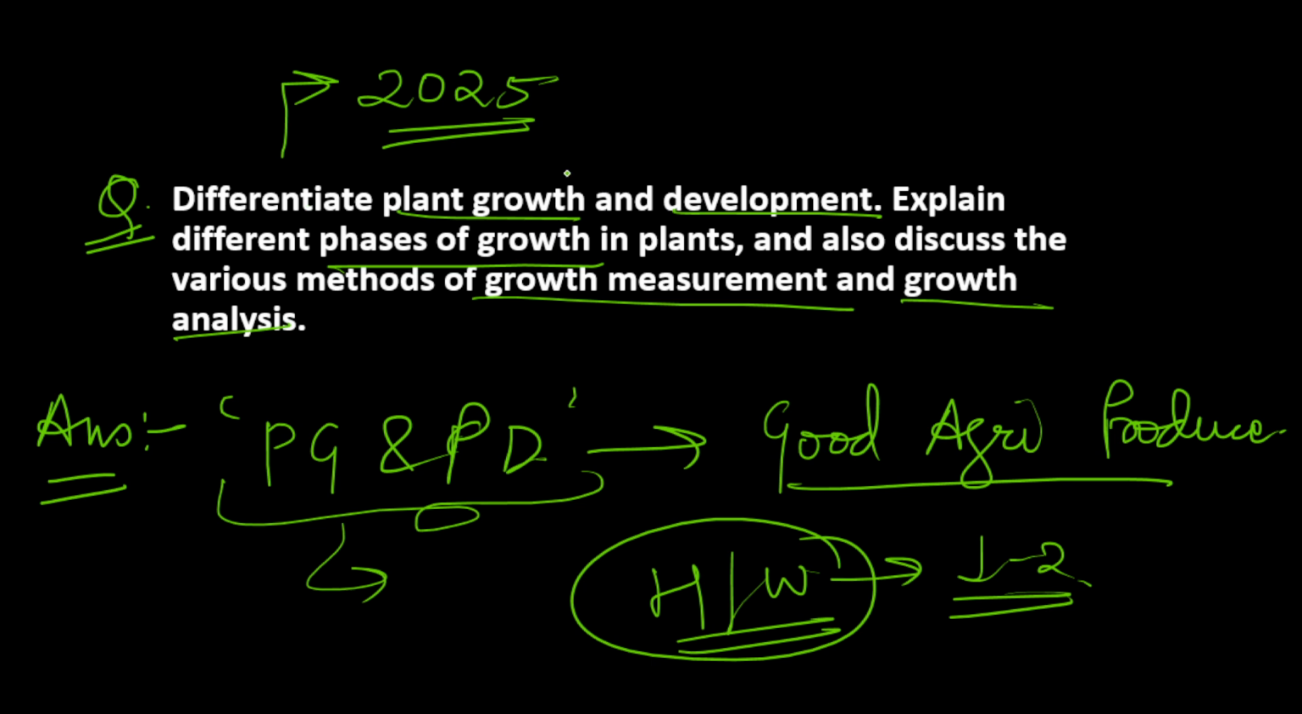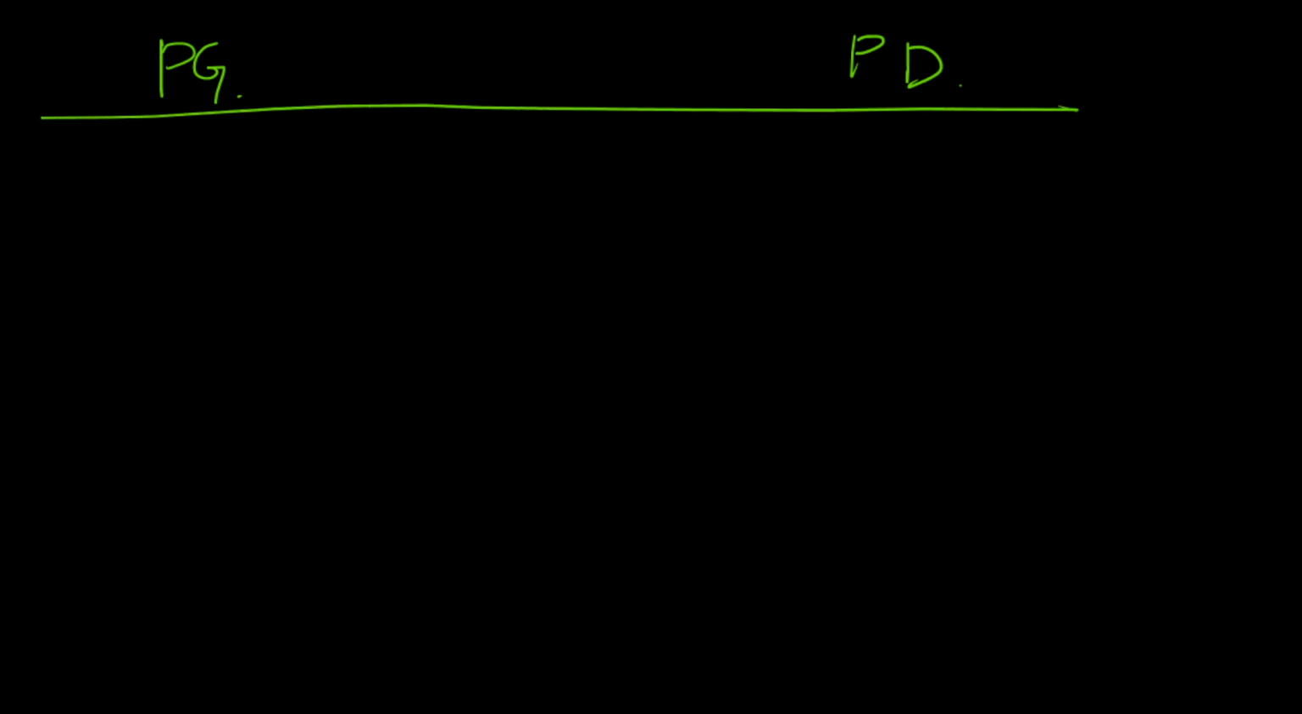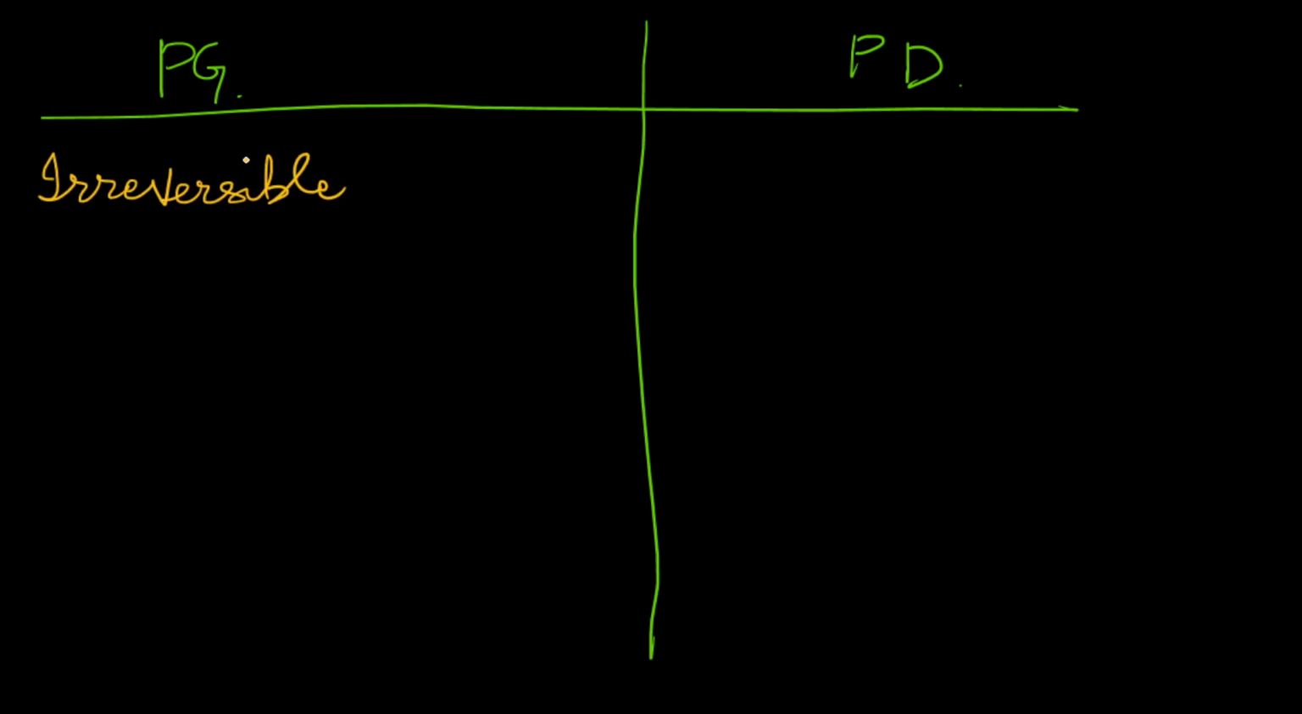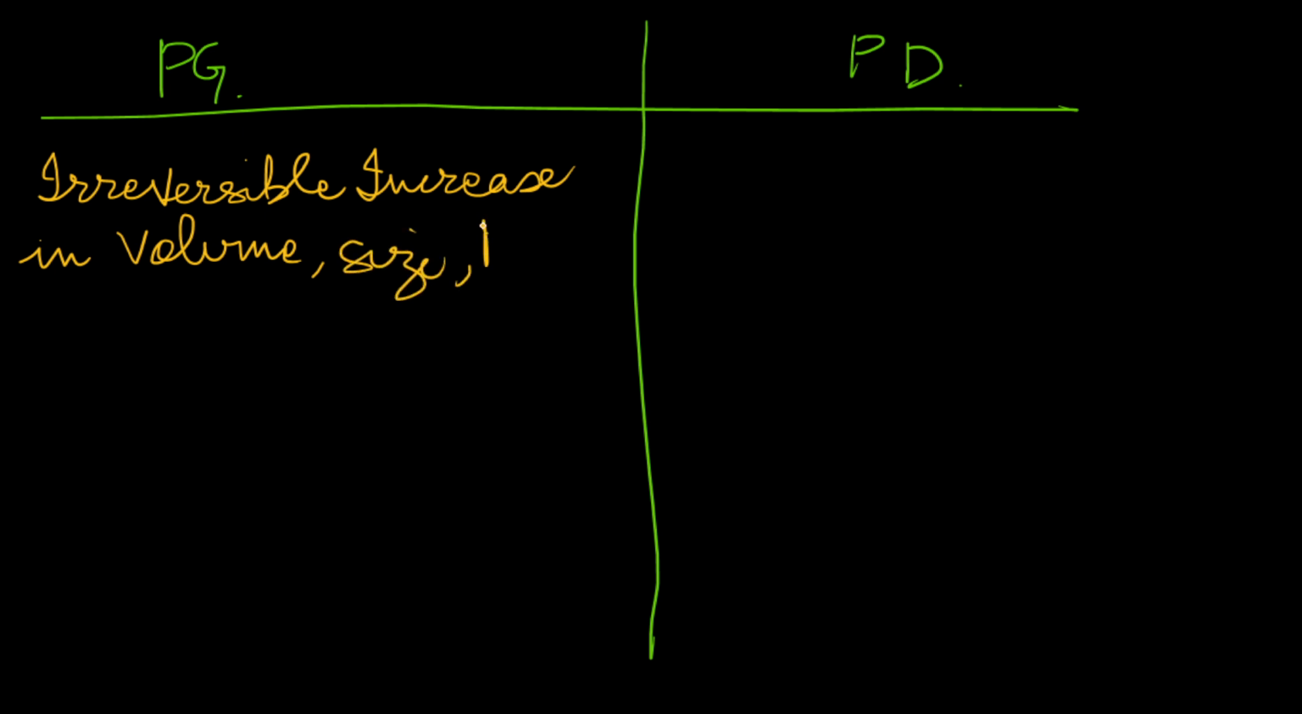Now let's directly move to the body. The first part is differentiate between plant growth and development. So what is growth? Growth is an irreversible increase in size, volume and mass. So this is what growth is. The volume, size or mass is growing.